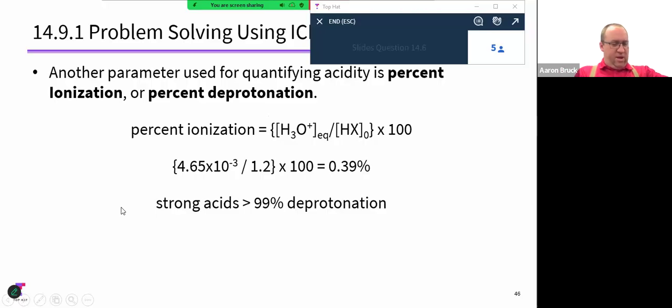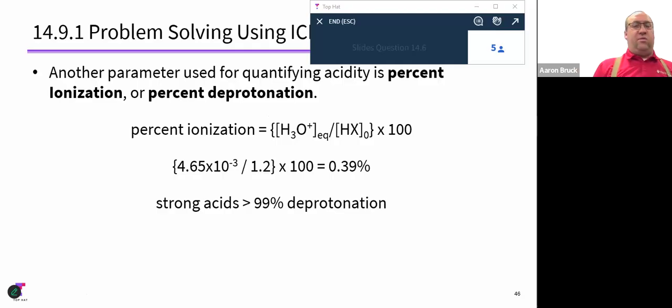All right, so let's go ahead and take a break here. When we come back, we're going to get into the mathematical part of our discussion today and start talking about using ICE tables to solve common problems involving acid and base equilibria.